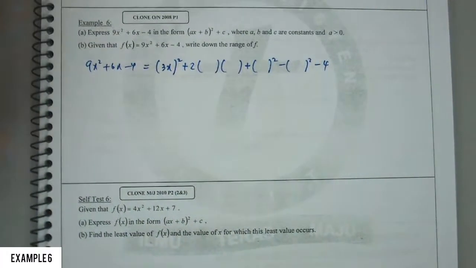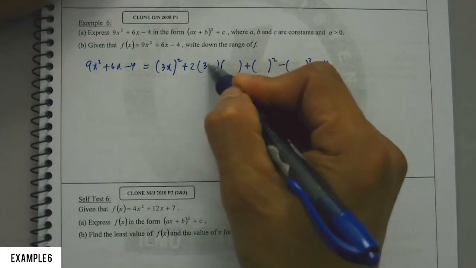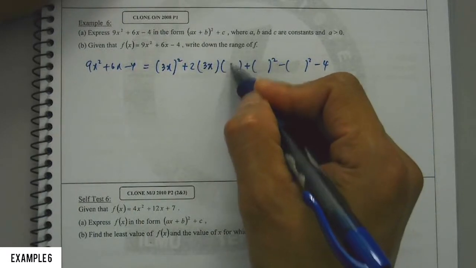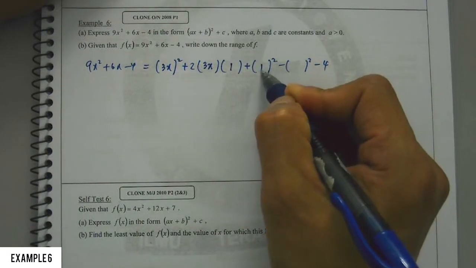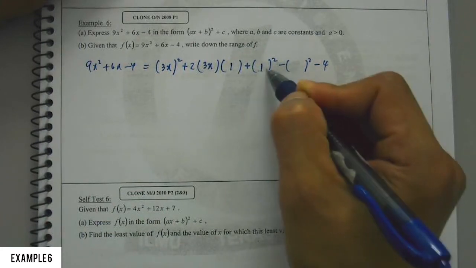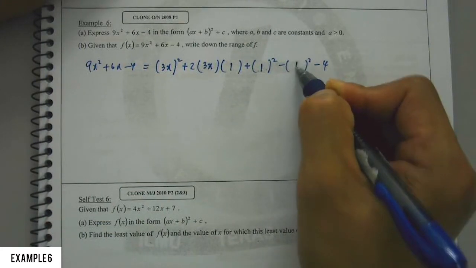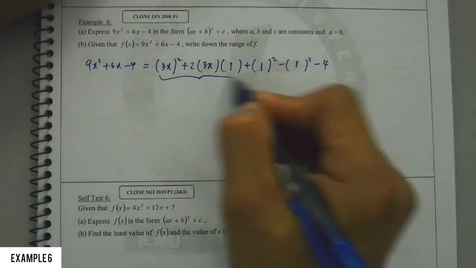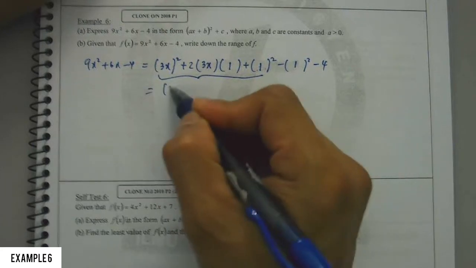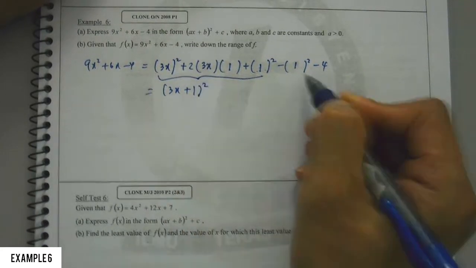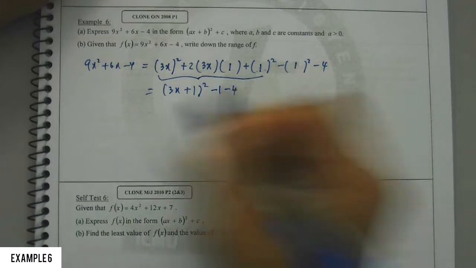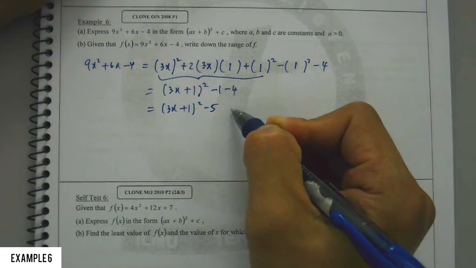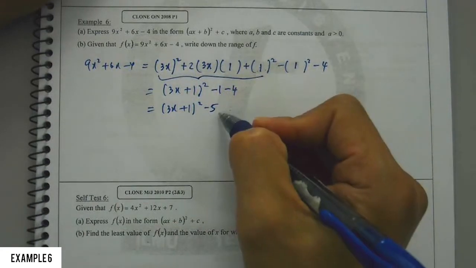Alright, so what is my A? 3x. What's my B? To get 6, what should I put here? 1. Okay, but I cannot simply add 1. I need to subtract this off. Remember, if you create an extra term, you need to cancel out or balance out so that this equation is the same as the one before. So this 3 term, I can combine it. This is a minus 1 minus 4. Guys, what is minus 1 minus 4? 5. Okay, so done.